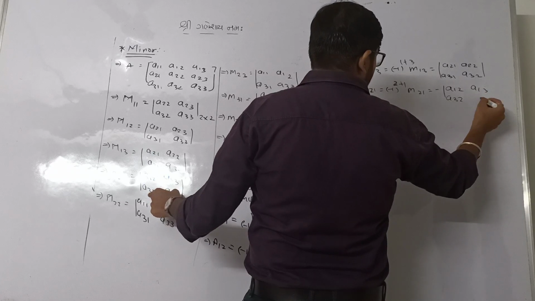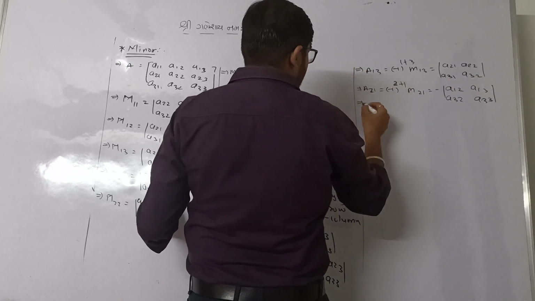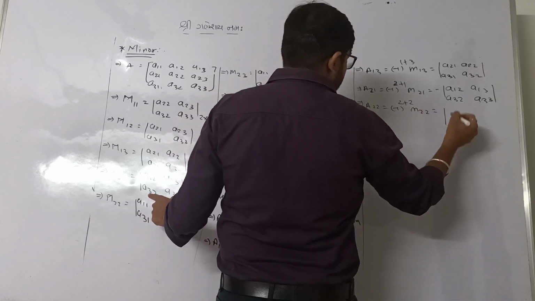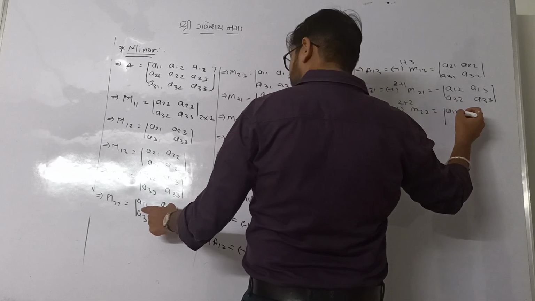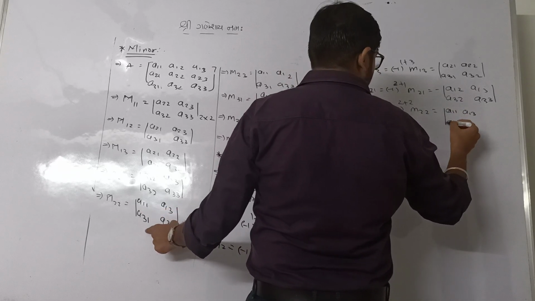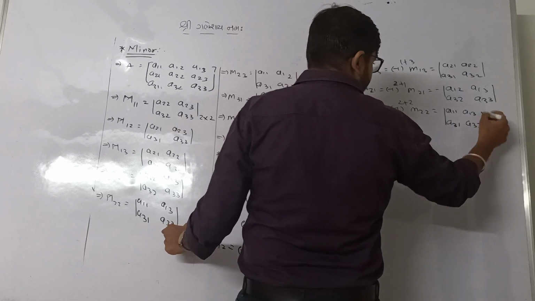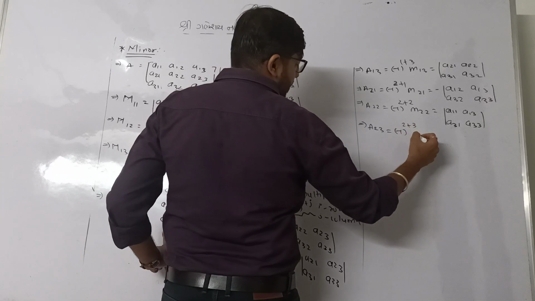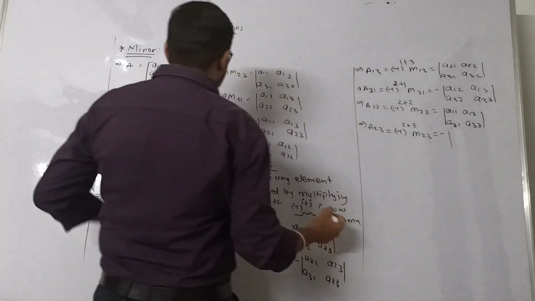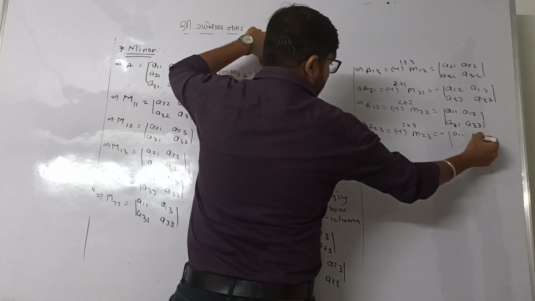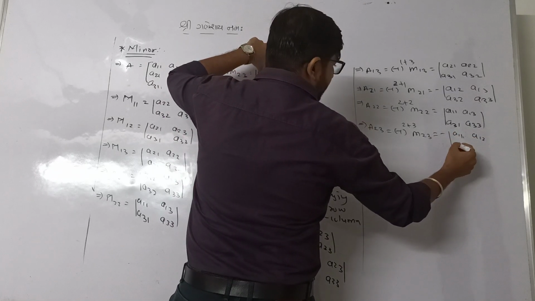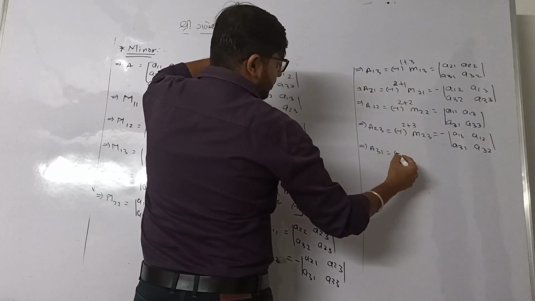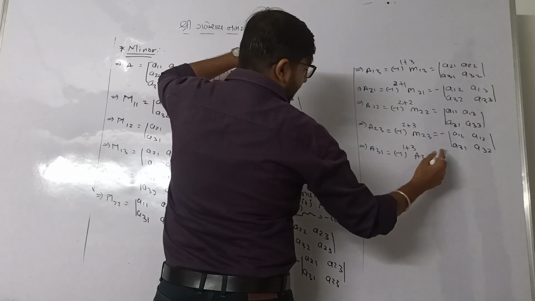Similarly A21, so minus 1 raised to 2 plus 1 with M21, so it is minus A12, A13, A32, A33. Then A22, so minus 1 raised to 2 plus 2 with M22, so it is plus A11, A13, A31 and A33. Similarly A23, so minus 1 raised to 2 plus 3 M23, which is minus A11, A12, A31 and A32.